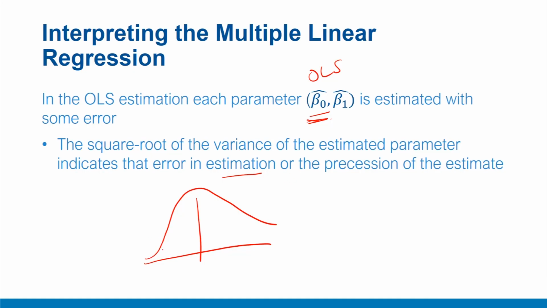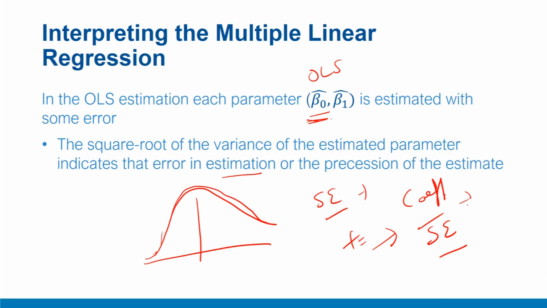So if you have repeated samples, these beta naughts will have a distribution. Estimates of beta naught will have a distribution, and the higher the standard error of this estimate or the variance of this estimate, the poorer the estimator. Remember, we said that the T statistic, which was very important, is coefficient upon standard error of estimate. The higher the standard error of estimate, the lower its T value and the lower its significance in the regression model.